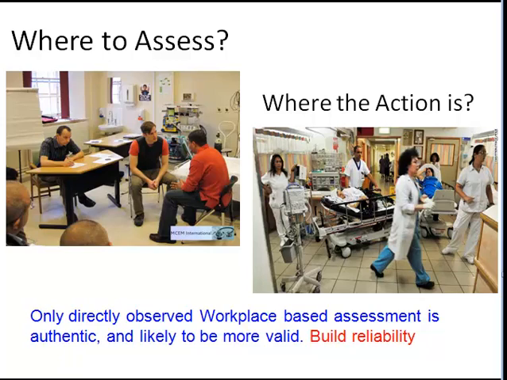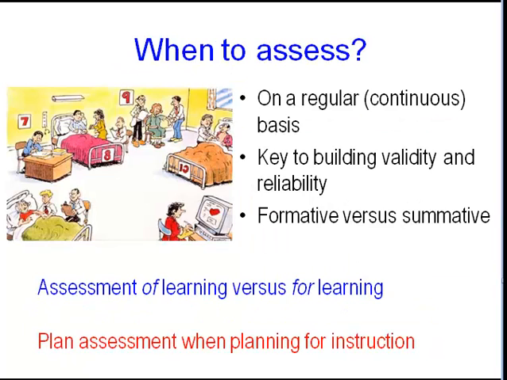Reliability has to be built, because here another component comes into place, that is the faculty or the person who is doing the assessment, on whom the reliability depends. And this directly observed workplace assessment, you can understand, cannot be a one-time assessment. This has to be an ongoing assessment. Assessment has to be on a regular basis, and one has to rely more on formative tools as compared to summative tools. So it has to be ongoing, not at a given point of time.